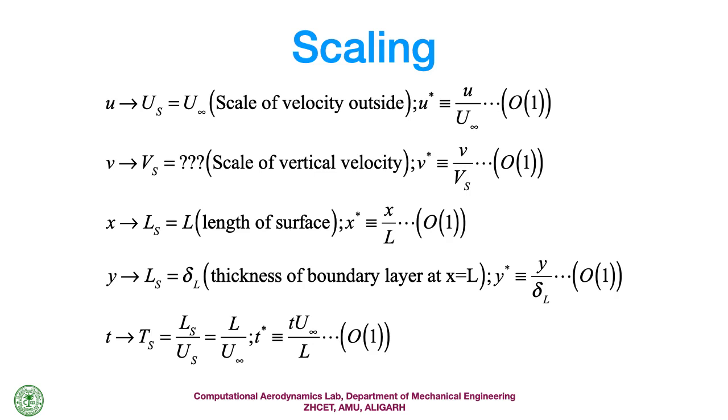Now, since u is scaled by u infinity, both are similar terms, so we call this an order 1 term. Similarly, v star, which is v by Vs, is also an order 1 term. x by L is also order 1. Similarly, y by delta L is also of the order of 1. For time also, we can use the scale L upon u infinity, which gives t u infinity by L, which is again of the order of 1.